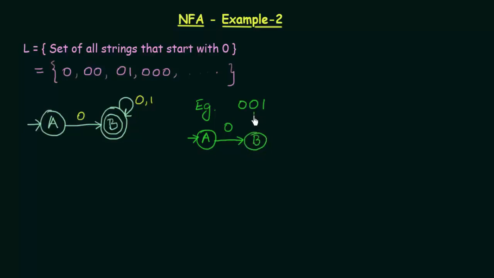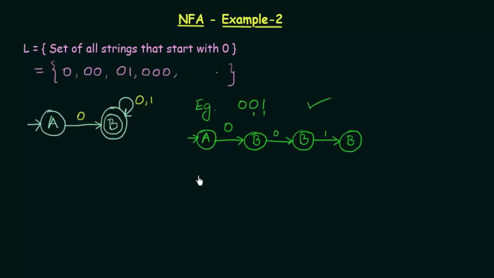What is my next input? My next input is again 0. So B, on getting input 0, where does it go? It goes to B itself. And what is my next input? My next input is 1. When B gets the input 1, where does it go? It goes to B itself. Now I have reached the end of the string. At the end of the string, where am I? I am in state B. And is state B the final state? Yes, it is the final state. So this string is accepted.